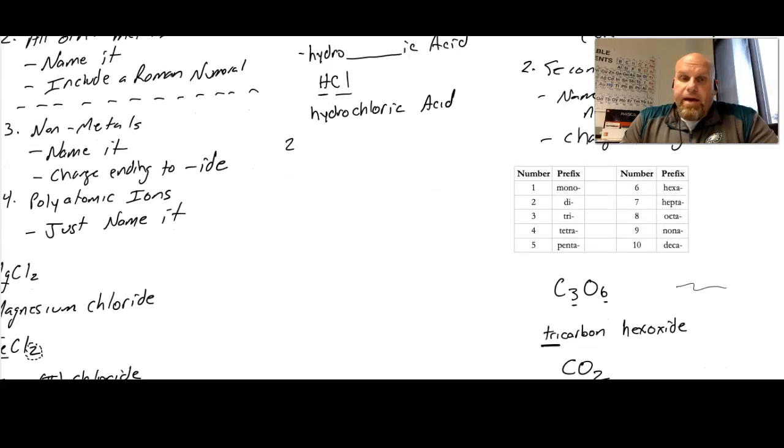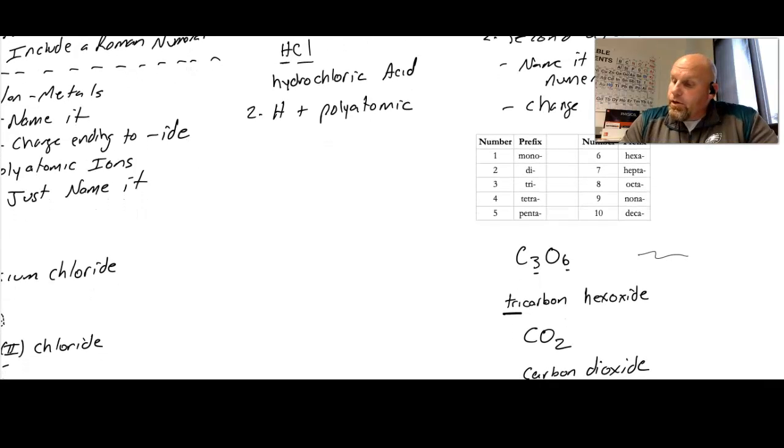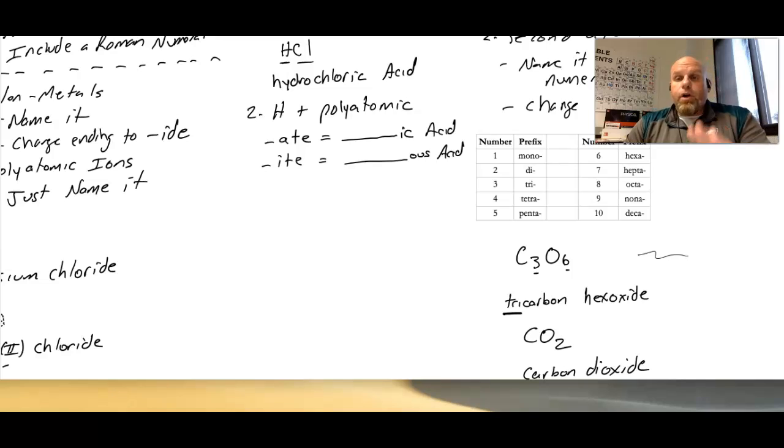The other possibility we have for anions, as you recall, are H plus a polyatomic ion. Now, two common possibilities here. We could have that polyatomic ion be something that ends in ATE. In that case, it's going to be IC acid. Or we could have a polyatomic ion that ends in ITE, and that would be OUS acid. Notice here, no hydro. I'll talk more about that in some of our practice and examples, but it seems to be something that crosses people up.